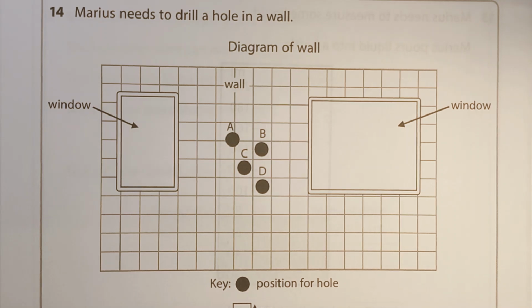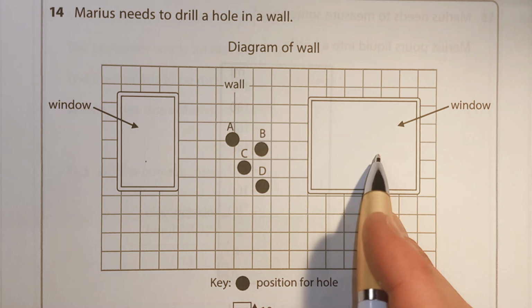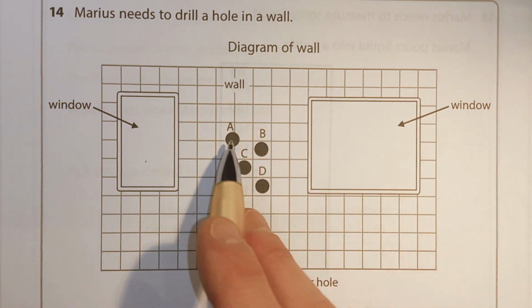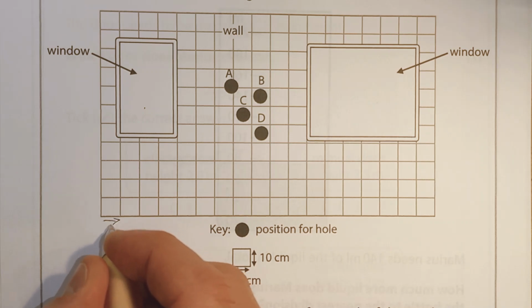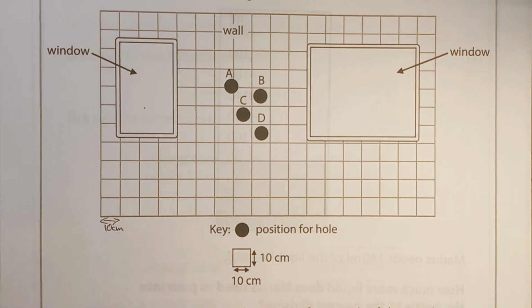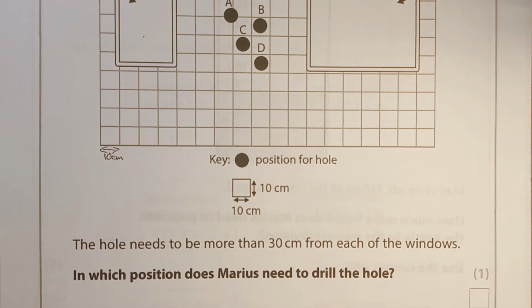Question 14. Marius needs to drill a hole in a wall. We've got a diagram of a wall here. We've got one window here on the left, another window on the right. This is our wall, and we've got A, B, C and D. These are positions for the hole. We're also told that each of these measurements is 10 centimetres. The hole needs to be more than 30 centimetres from each of the windows. In which position does Marius need to drill the hole?